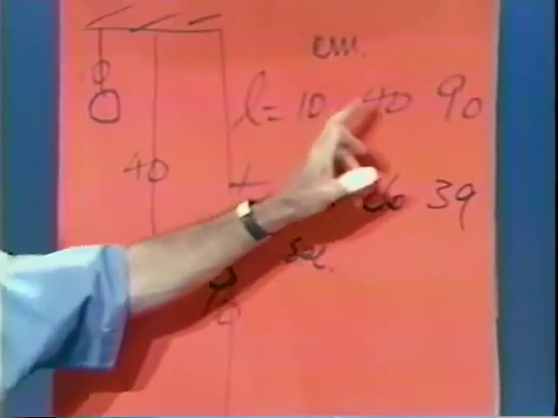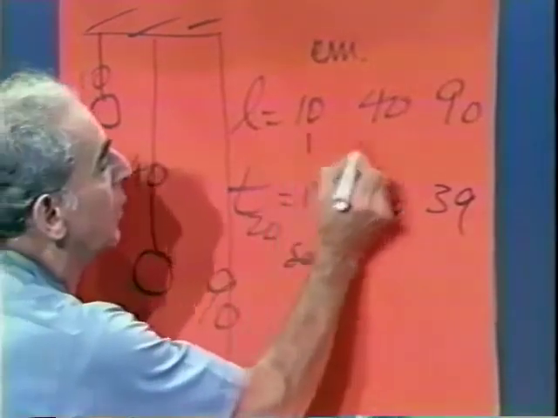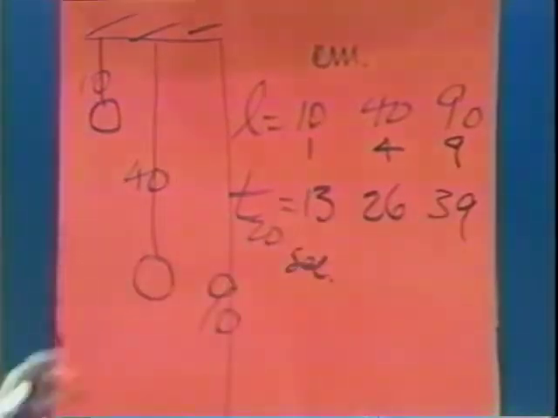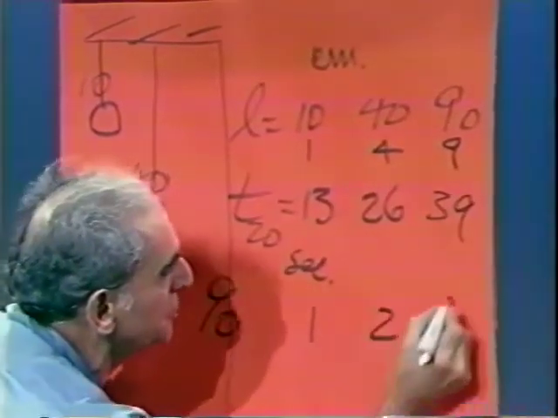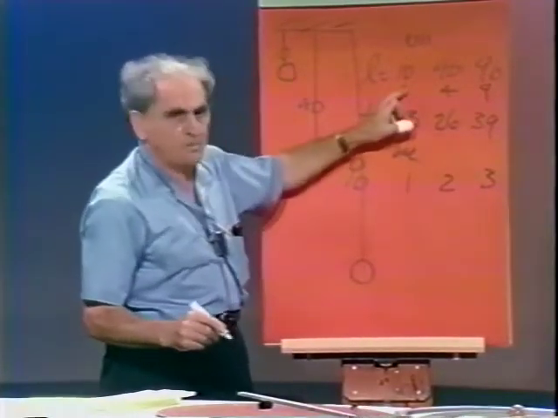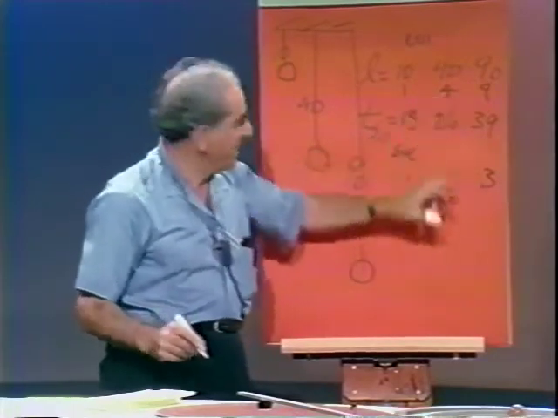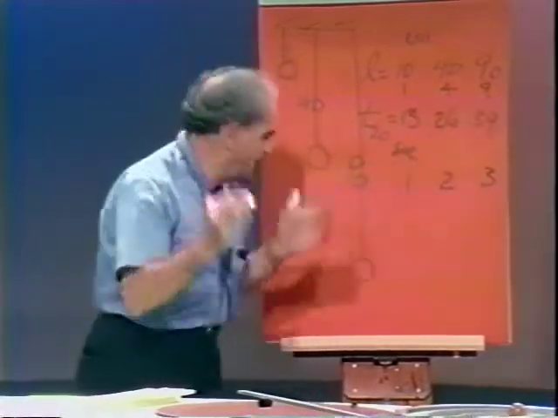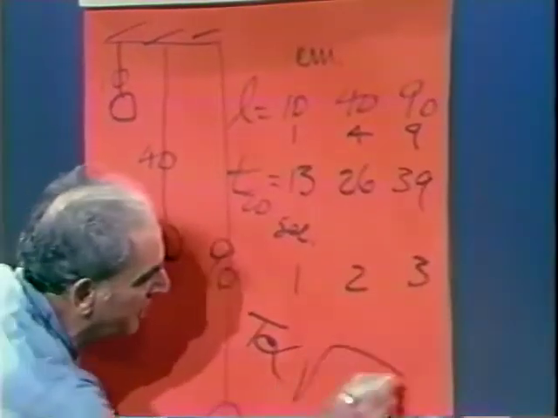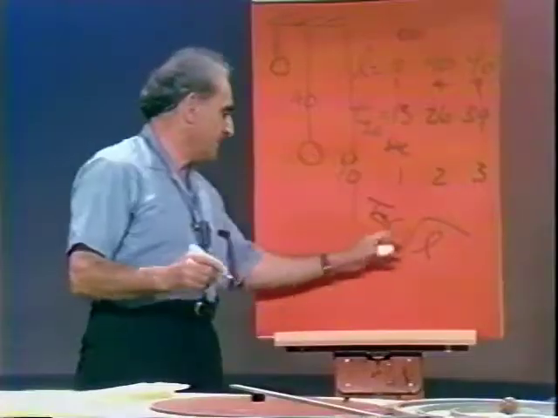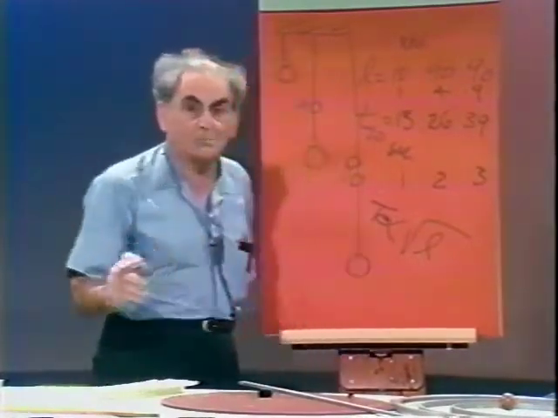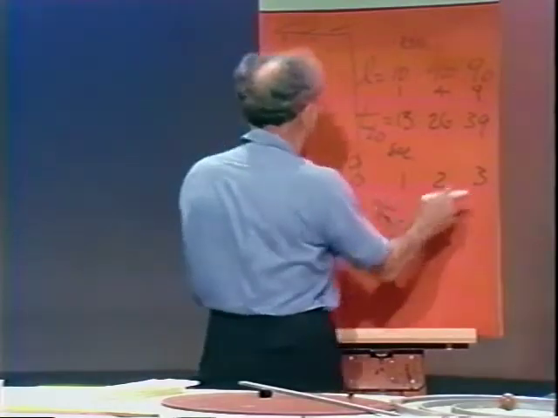Look, 10, 40, 90. They are in the ratio of 1 to 4 to 9. 13, 26, 39. They are in the ratio of 1 to 2 to 3. And now a marvelous thing is encountered. 1 is the square root of 1, 2 is the square root of 4, and 3 is the square root of 9. And that's what that so-called formula says, that the period is proportional to the square root of the length. And this other stuff comes out of some mathematical gymnastic. So we have learned a wonderful thing about pendulums by examining the motion of 3 of them.